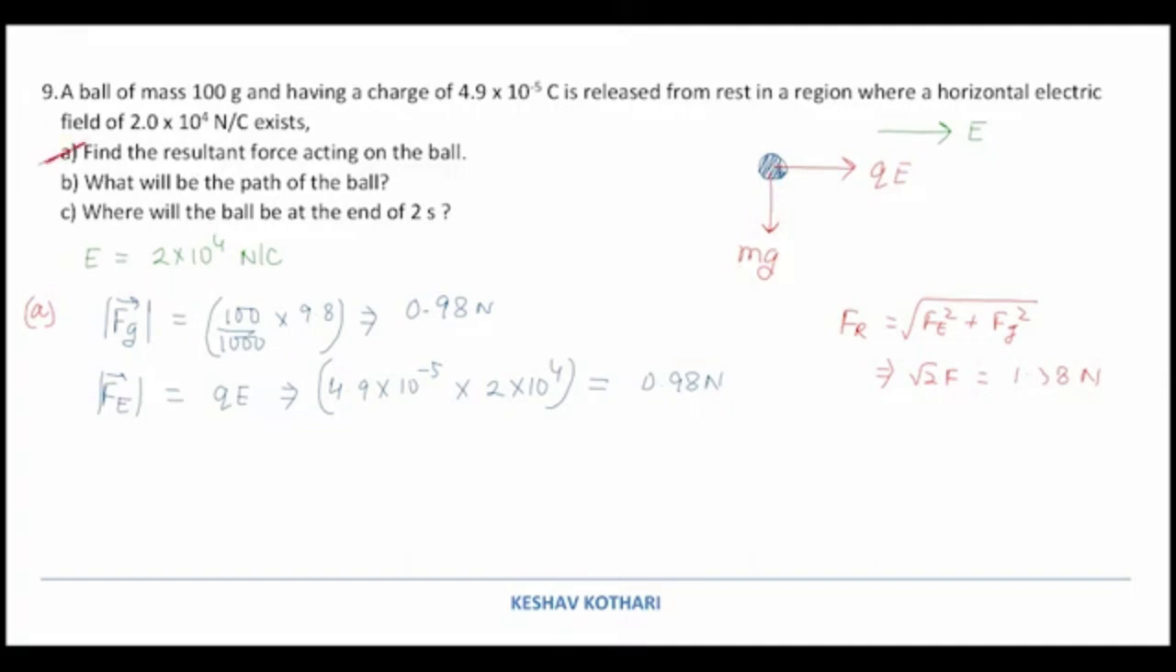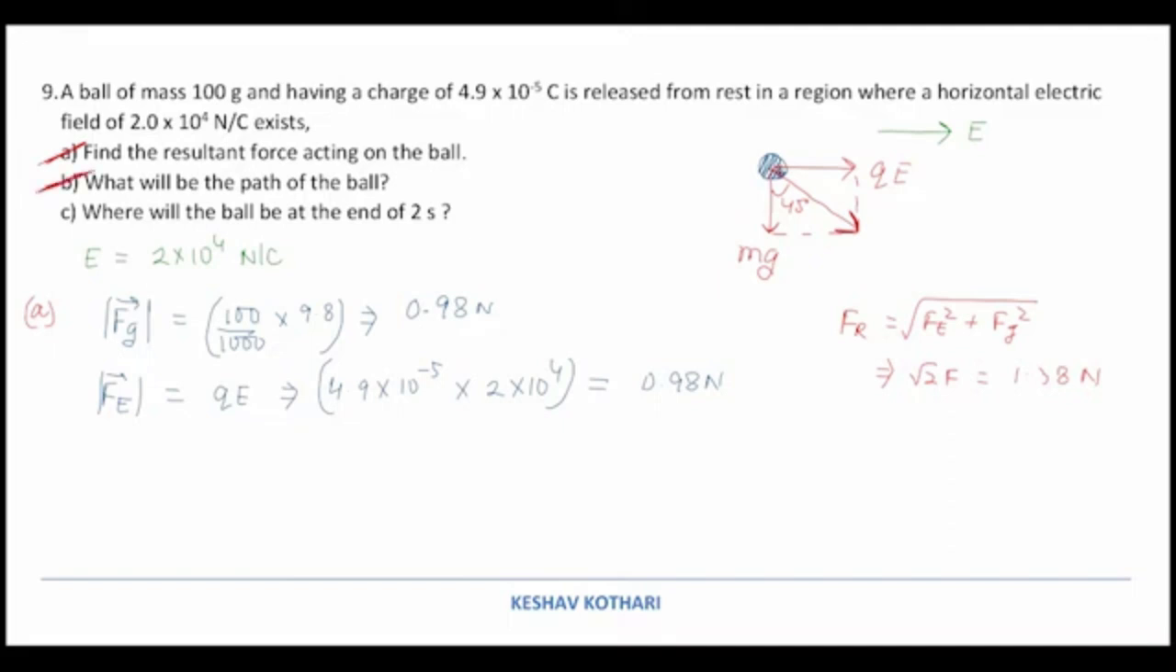Now the question is asking what will be the path of the ball. Since the resultant of both these forces is in this direction, and they are both equal forces, it makes an angle of 45 degrees. So I can easily say that the particle is going to move in a straight line along the resultant force, at an angle of 45 degrees with the horizontal. So this is going to be the path of the ball.